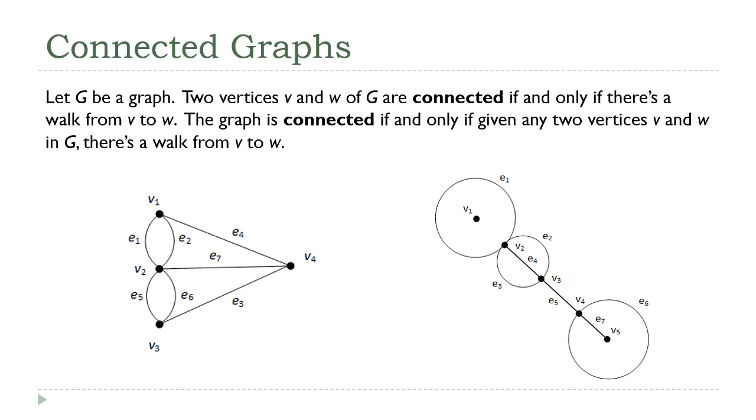Now, connected in graph theory means essentially what you would expect it to mean based on the English meaning of the word. Two vertices are connected if and only if there's a walk from one vertex to the other, and a graph is connected if and only if every pair of vertices in the graph is connected.